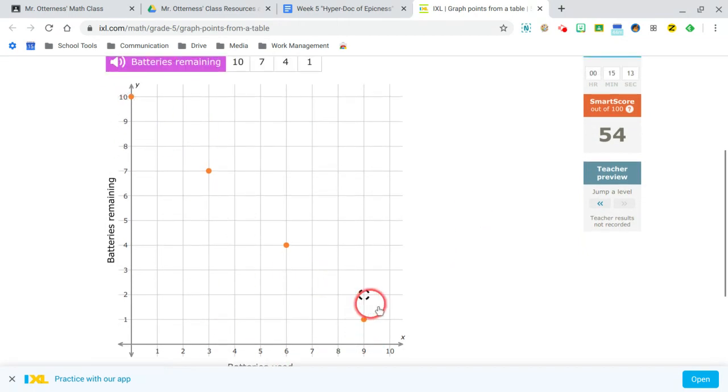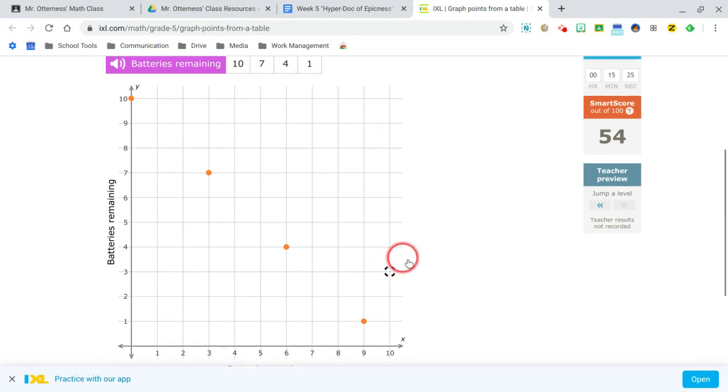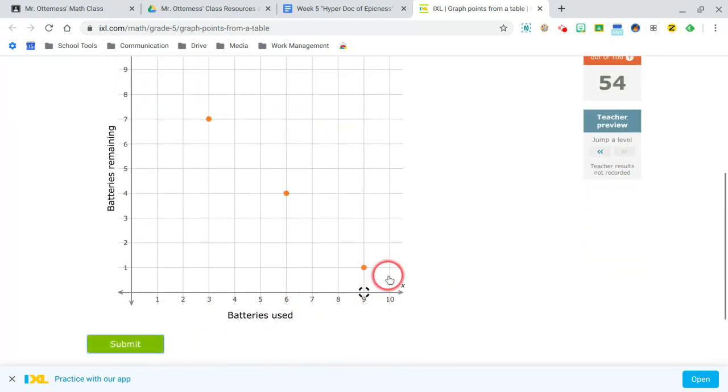And you see that this graph tells the story. Start with 10. If you use 3, you only have 7 left. And you use 6, well, then you only have 4 left. If you use 9, you only have 1 left. That makes sense. Okay?